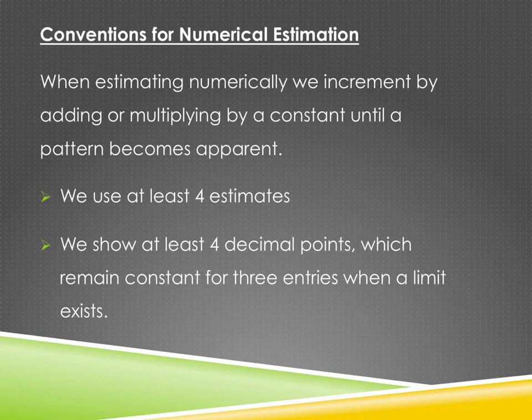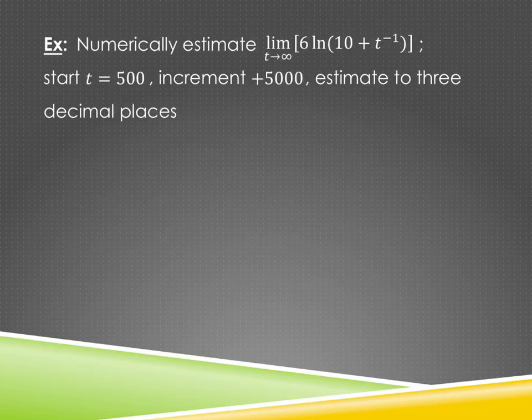Now we have a great equation. If you have a calculator, you're going to need it for the next problem. You do need a calculator for this particular problem for sure. This is an ugly one. It says numerically estimate the limit as t goes to infinity of 6 natural log of 10 plus t to the negative 1. Start, and it will tell you usually how it's going to want you to do it. Start at t equal 500. Increment by adding 500. Estimate to 3 decimal places. So lots of instructions.